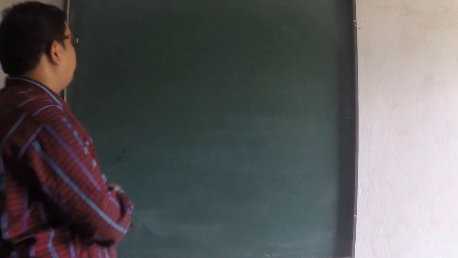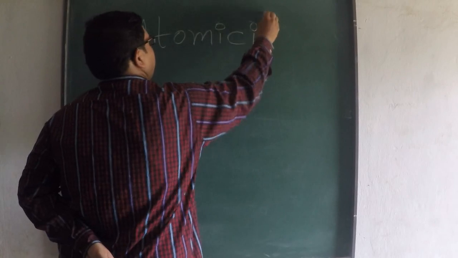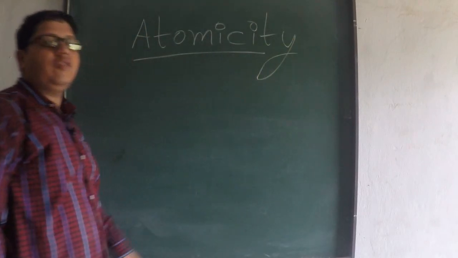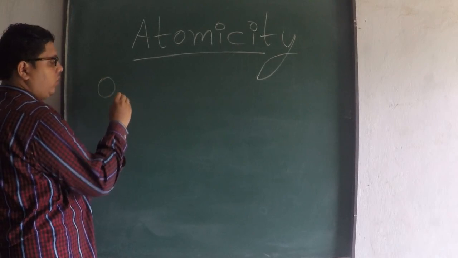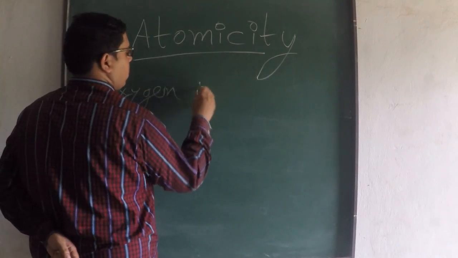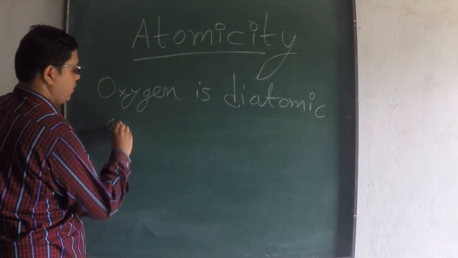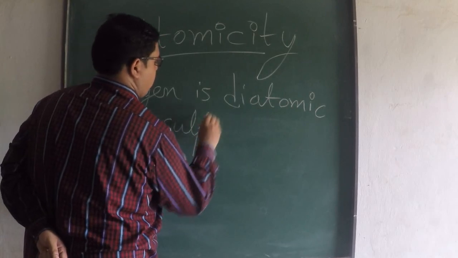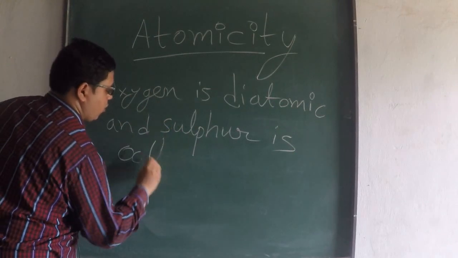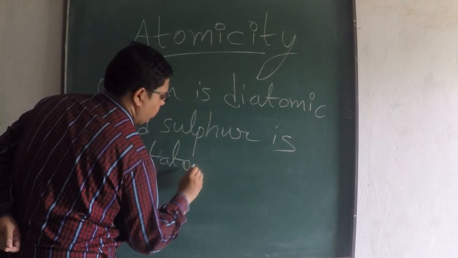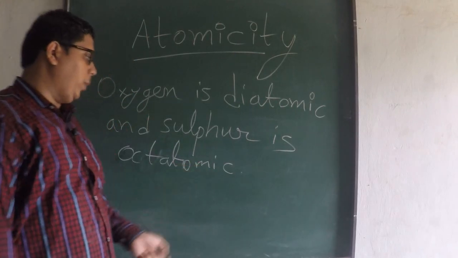Let's talk about the atomicity of the molecules of sulfur and oxygen. Now oxygen is diatomic, and sulfur is octatomic. Okay, even selenium can be octatomic. So oxygen is diatomic, sulfur is octatomic.